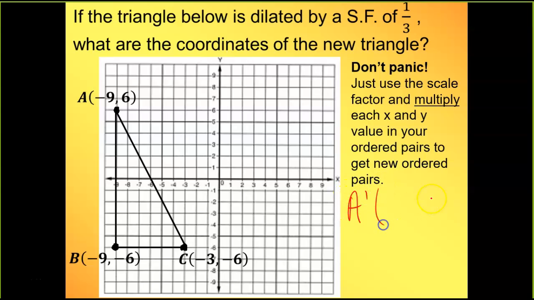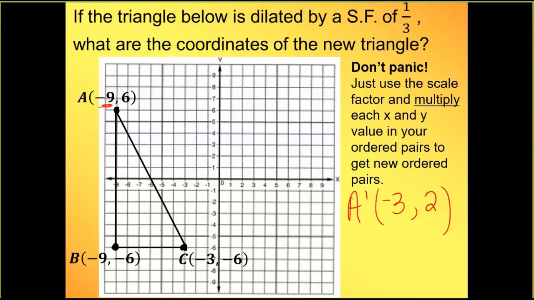So I need to find a prime. What is going to be my new ordered pair? I need to find a. -9 times 1/3. You got a calculator. -9 times 1/3. Do you agree with him or not? -3, I agree. All right, do the y coordinate. 6 times 1/3. Hayden, you don't need computers. 6 times 1/3 is 2.